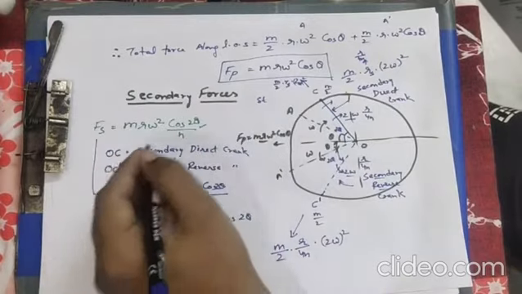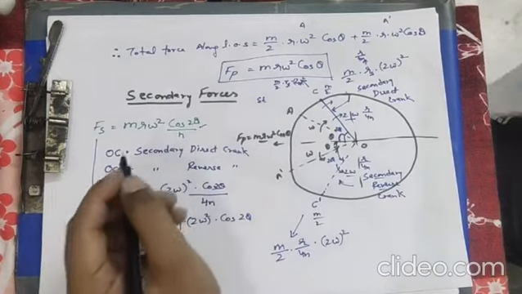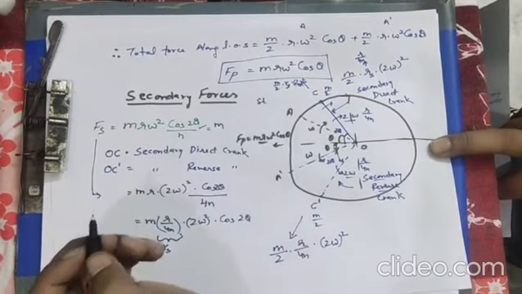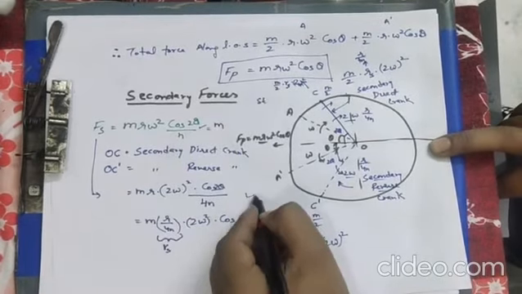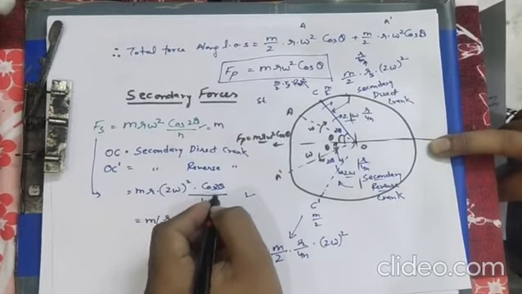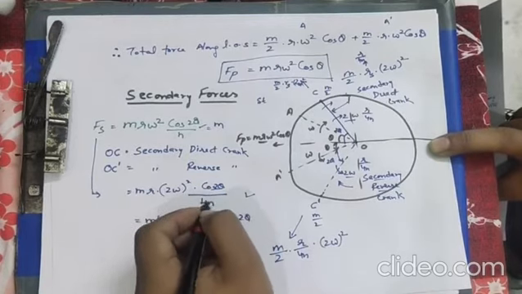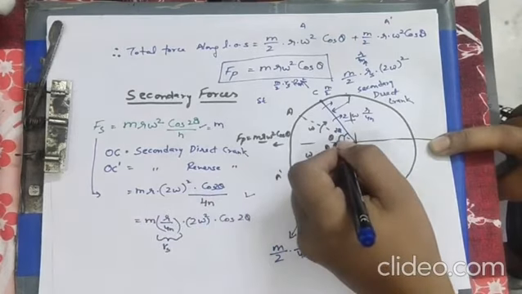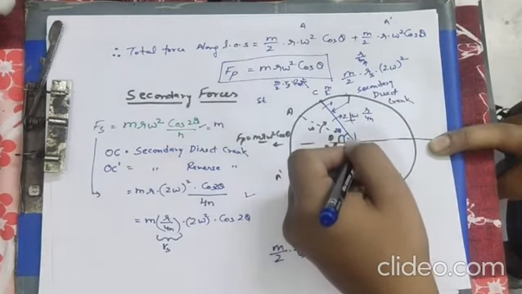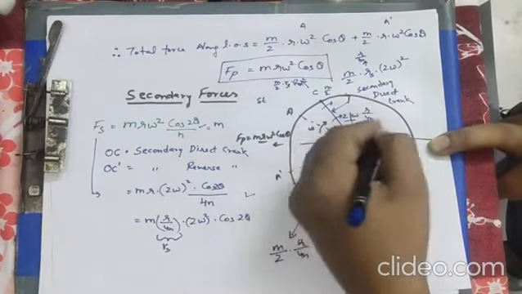Similarly, for secondary force, we know the magnitude is mr omega square cos 2 theta, which can also be written as mr into 2 omega whole square dot cos 2 theta upon 4n. Why have I taken 2 theta? Because the time at which the primary crank was traveling and making an angle theta, at the same time the secondary crank is making 2 theta.